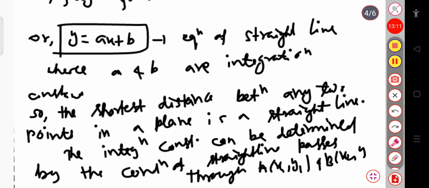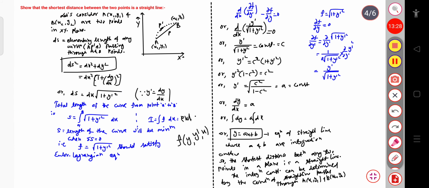So from this condition you can calculate the integration constants, because the points are not exactly given, that is this x1 point and y1 point may be 2, 5, 3, 4, whatever it may be. If you put all these values, you can calculate the integration constant values. In this way you can prove that the shortest distance between any two points in a plane is a straight line.